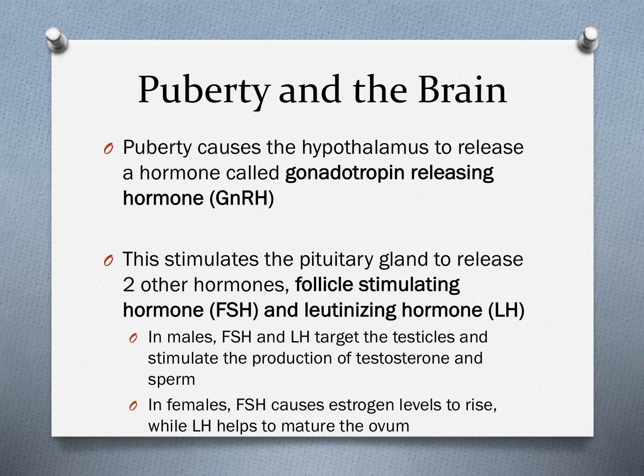Puberty is stimulated when the hypothalamus, which is a part of the brain, releases a hormone called gonadotropin-releasing hormone, or GnRH. This hormone essentially gets the ball rolling. When GnRH is released, it stimulates the pituitary gland to release two other hormones, follicle-stimulating hormone, or FSH, and luteinizing hormone, or LH. And depending upon if the person is male or female, FSH and LH will do different things.